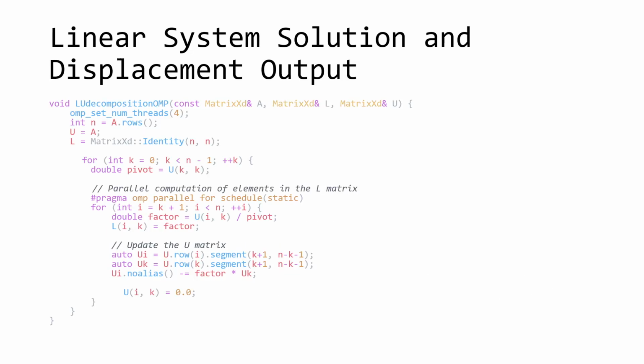This is the core of parallelization. We use OpenMP to parallelize LU decomposition for solving large sparse linear systems. The code can dynamically adjust the number of threads, effectively accelerating the displacement solution process.